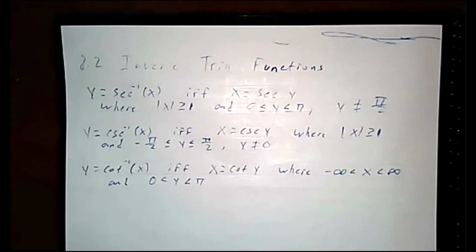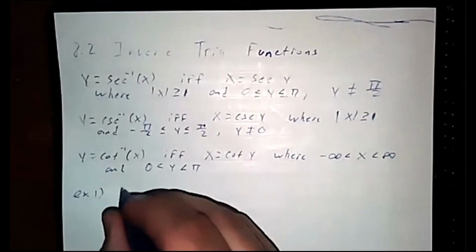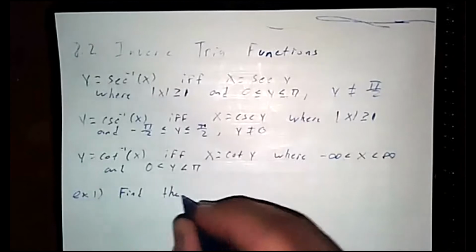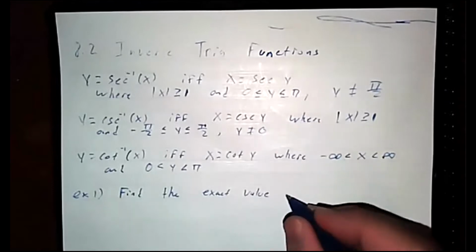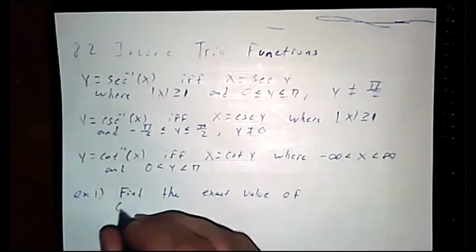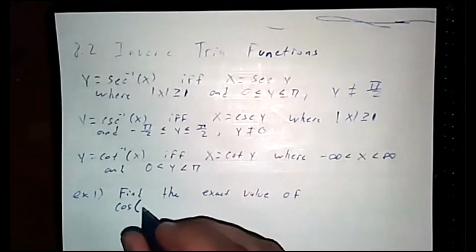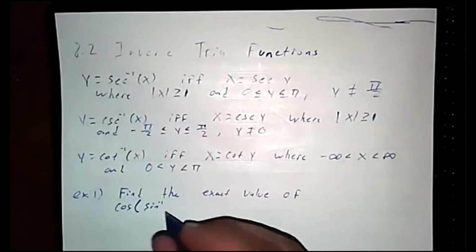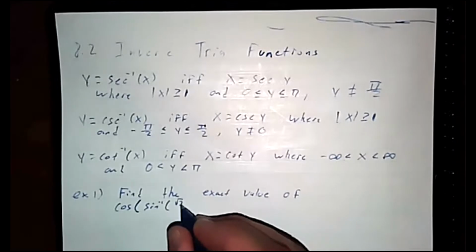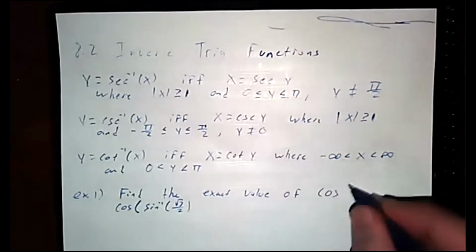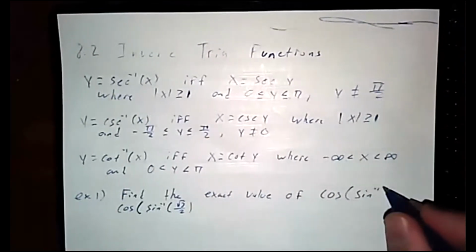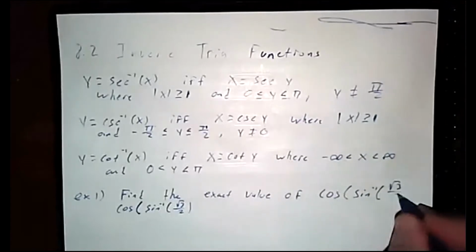It'll start off similar to how the other section started, but the hard ones are going to be these here. Let's start with the hard stuff. Find the exact value of the following: cosine of sine inverse of square root 3 over 2. Actually, I'm going to write it over here because that looks weird. Cosine of sine inverse of square root 3 over 2.